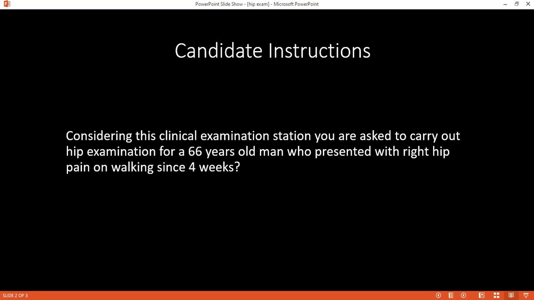Patient might have osteoarthritis, or rheumatoid arthritis, and maybe traumatic hip joint, traumatic osteoarthritis. Okay. How would you investigate this patient?